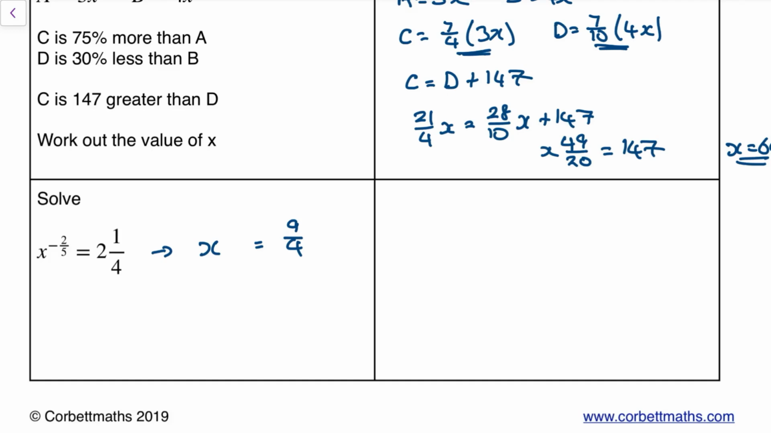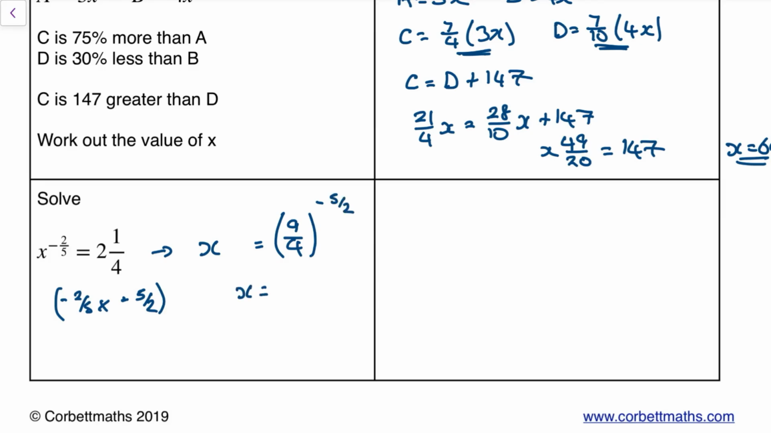What do I need to do to minus 2/5? What do I need to multiply that by in order to give me 1, because I want x to the power of 1, don't I, which is just x. Well, I'm going to multiply by minus 5 over 2. So in other words, I'm going to do the power of minus 5 over 2 to both sides. That's going to cancel on the left-hand side, and that's going to make this 9 over 4 to the power of minus 5 over 2.